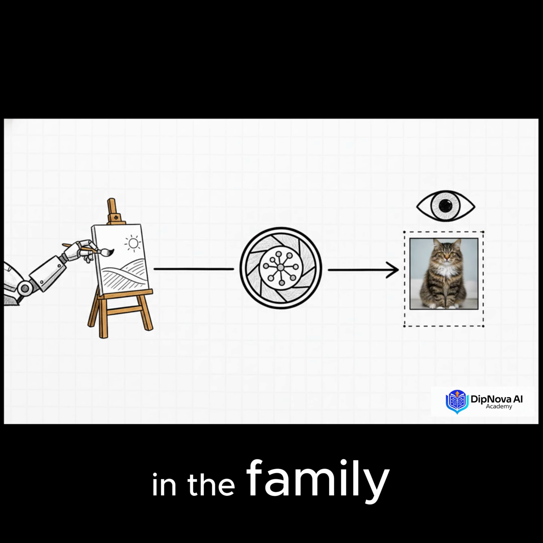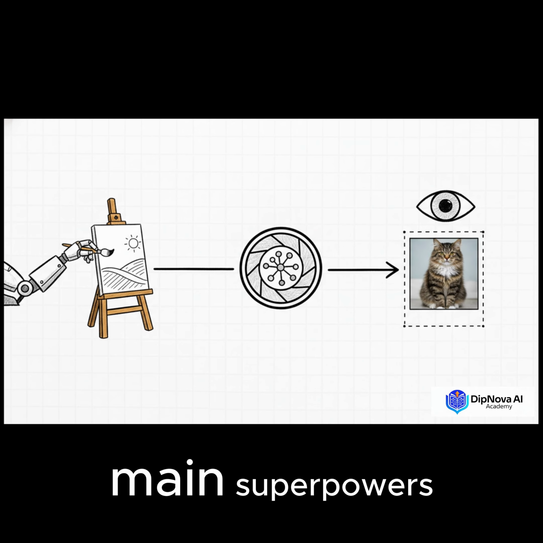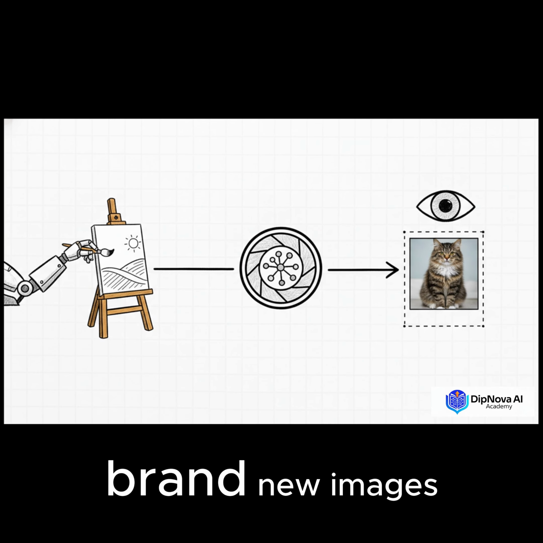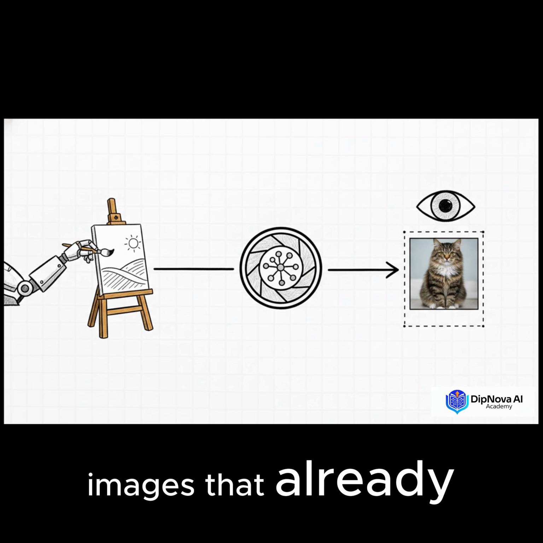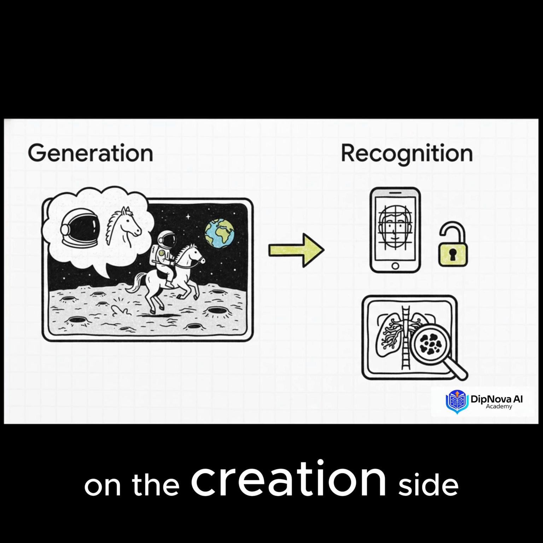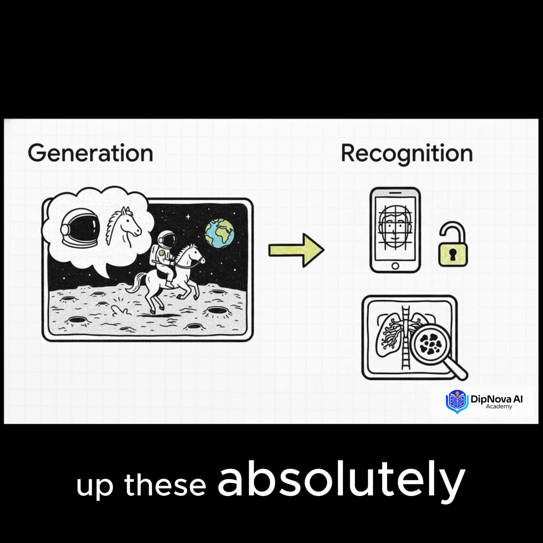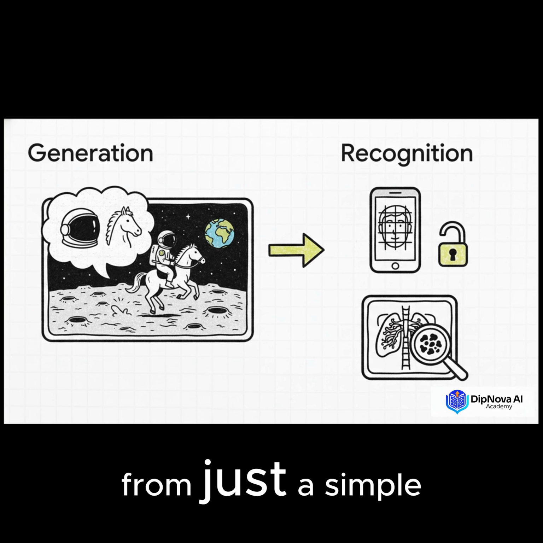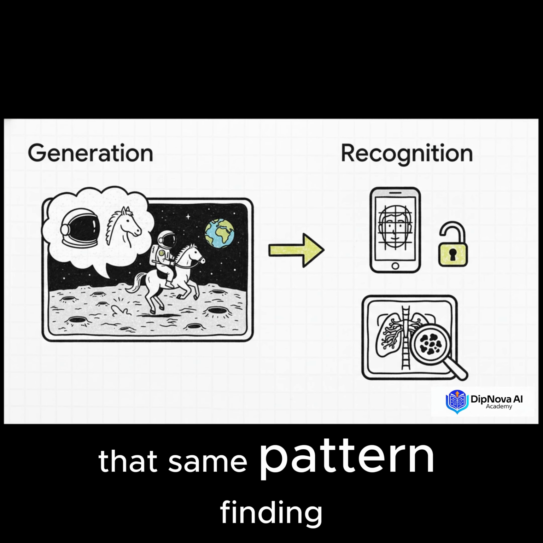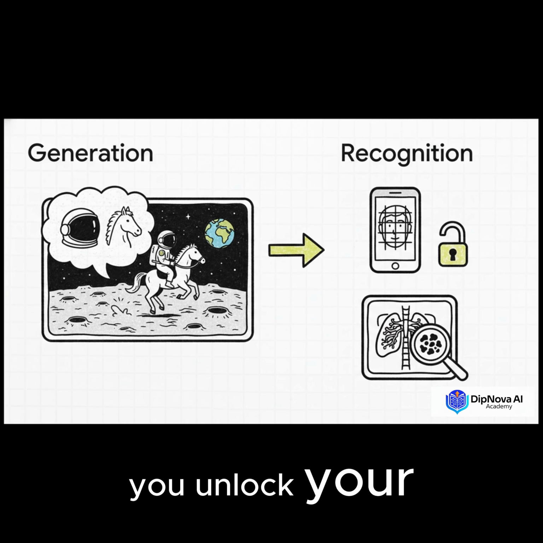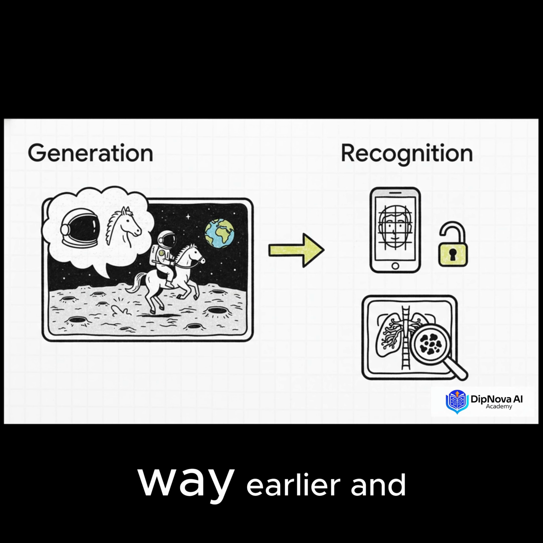Okay, next up in the family is Image AI. This one deals in visual patterns, and it has 2 main superpowers. It can create brand new images out of thin air, and it can understand what's inside images that already exist. On the creation side, you've got tools like DALL-E and Midjourney that can whip up these absolutely incredible images from just a simple text description. And on the recognition side, that same pattern-finding ability is what lets you unlock your phone with your face, or even helps doctors spot diseases in medical scans way earlier.